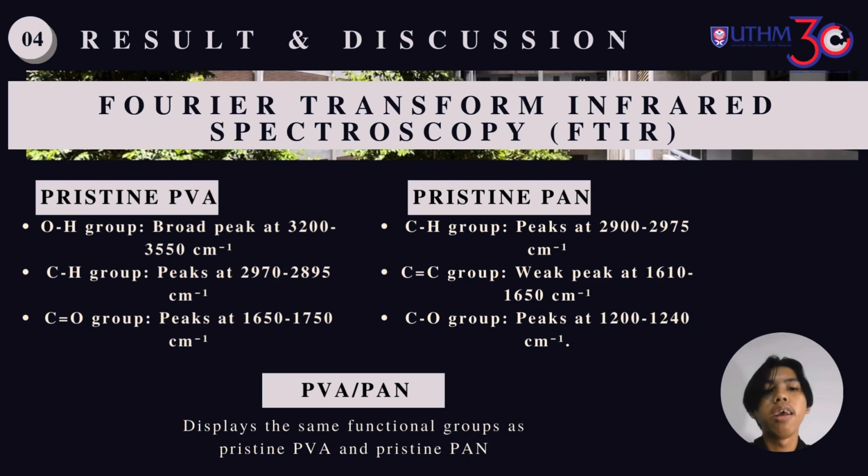For the pristine PAN, it has a CH group. It also has a C=C group, alkene, at a weak peak at 1,610 to 1,650 cm. It also has a CO group. For the PVA PAN membrane, it displays the same functional groups as the pristine PVA and pristine PAN. So based on this result, the presence and intensity of these wave numbers can provide important information about the chemical composition and structure of polyacrylonitrile PAN and polyvinyl alcohol membranes.